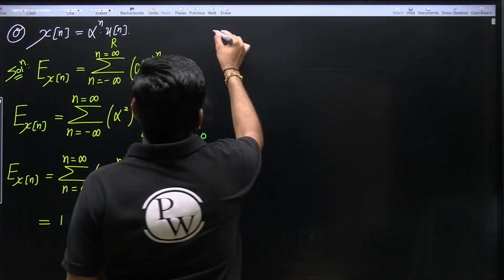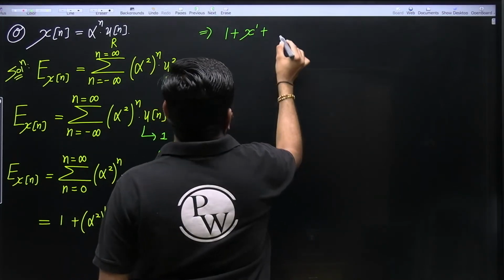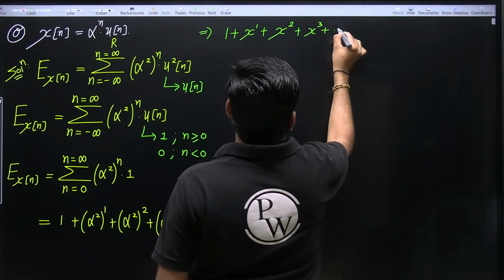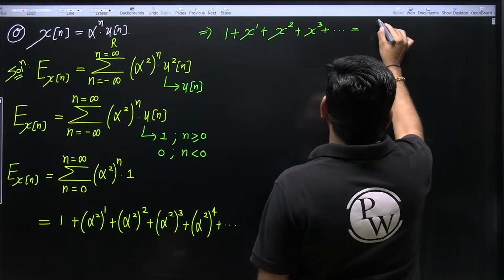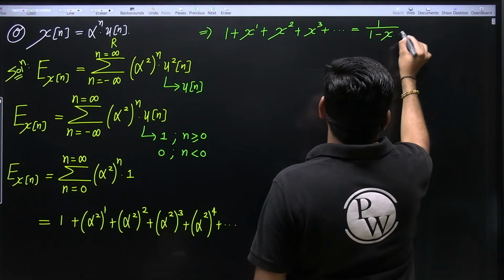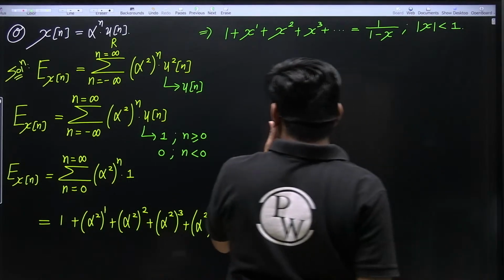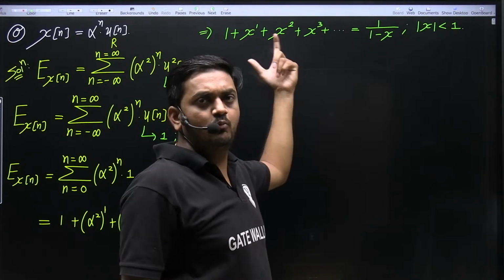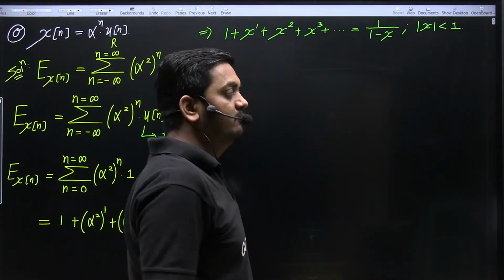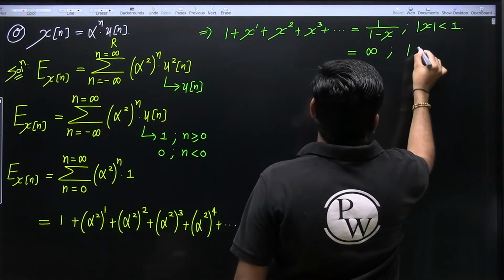We know that 1 plus x plus x square plus x cube and so on up to infinity will be finite, equal to 1 upon 1 minus x, only when mod x is less than 1, guys. If mod x is less than 1, then the summation of this series will be finite. Otherwise it will be infinite. Yes or no?